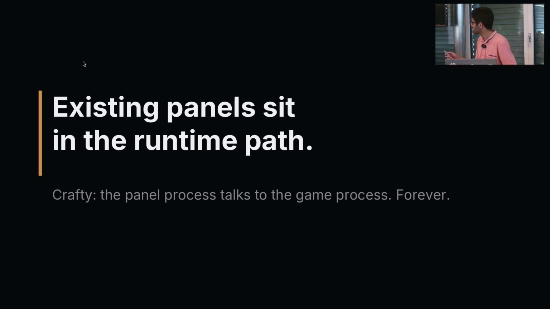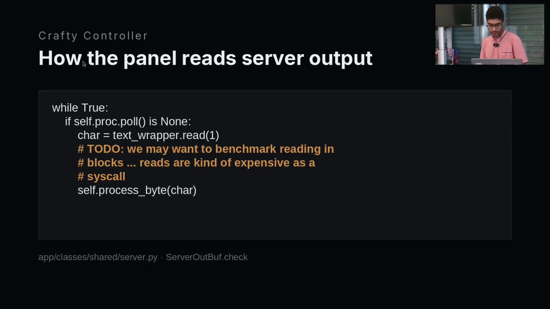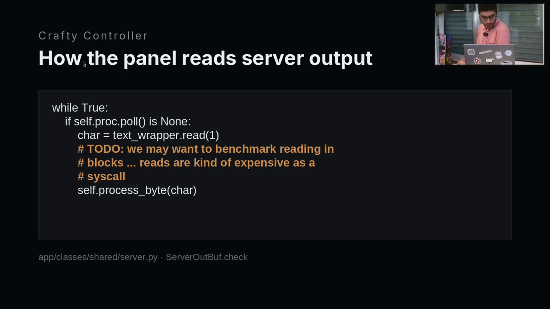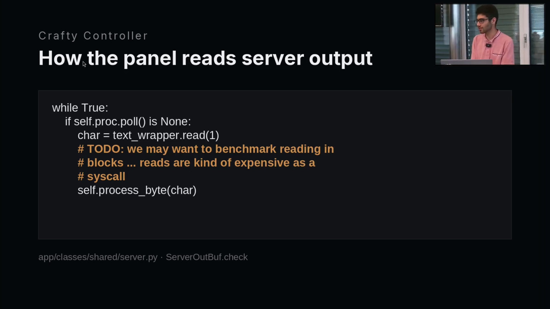So here's the actual line that was costing performance. If you see here, the server out buffer checker reads every byte of the standard out output of the Minecraft server. It was attached to the standard out and reading every byte. Now, the read one call looks like it's only reading one byte every time, but to be honest, the buffer reader in the backend was fetching 8 kilobytes at a time. It wasn't a single byte every time.